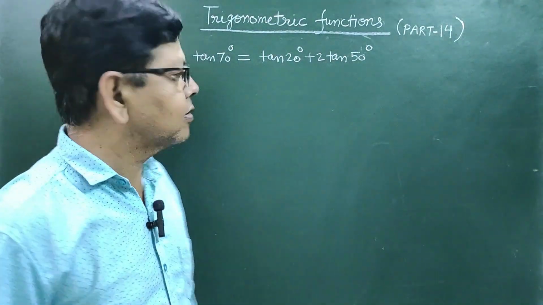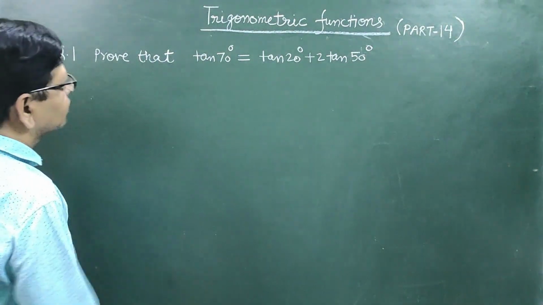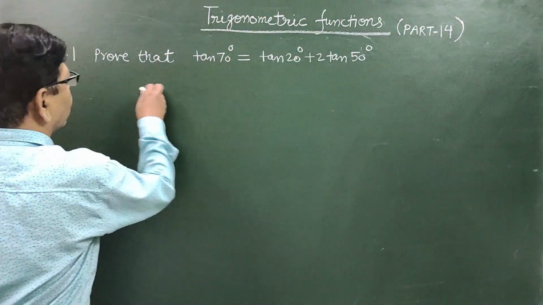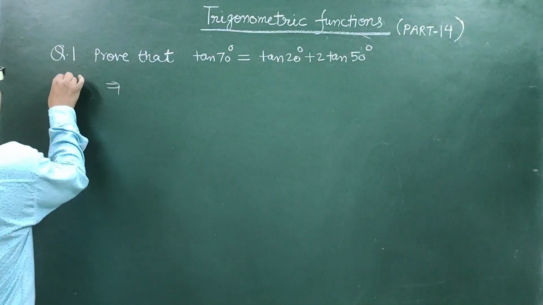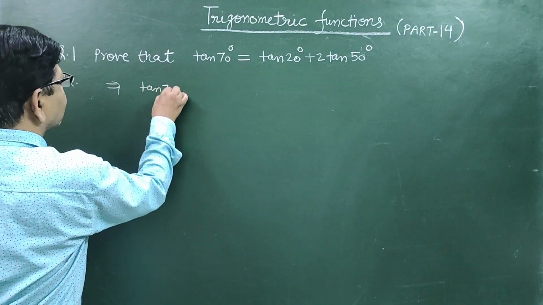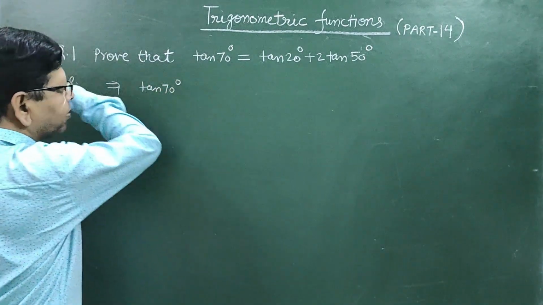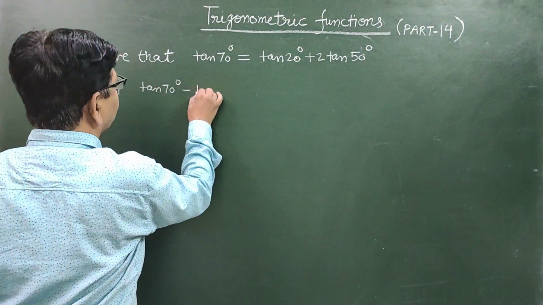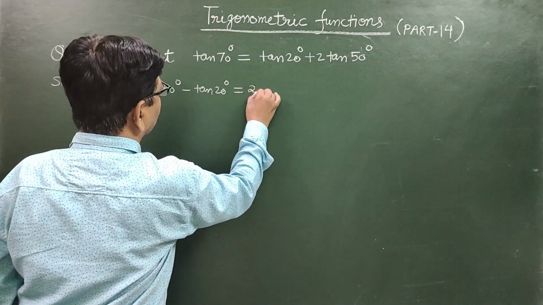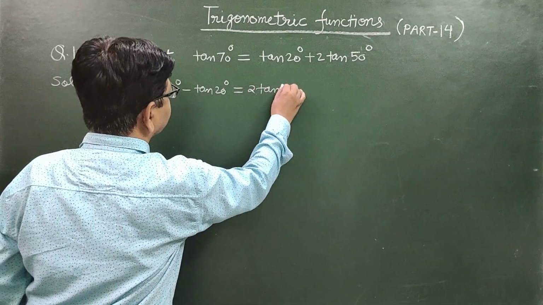Now let us transpose this value to the left hand side. We can write tan 70 degree minus tan 20 degree is equal to 2 tan 50 degree.